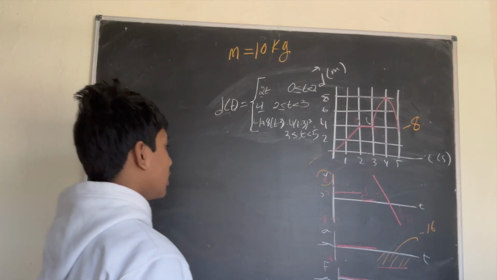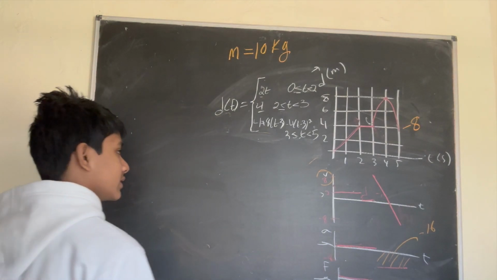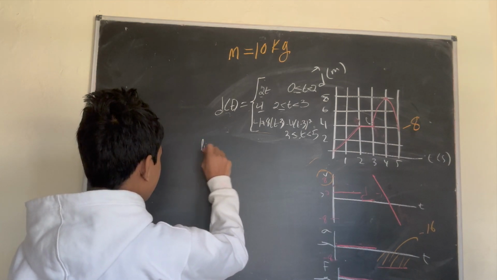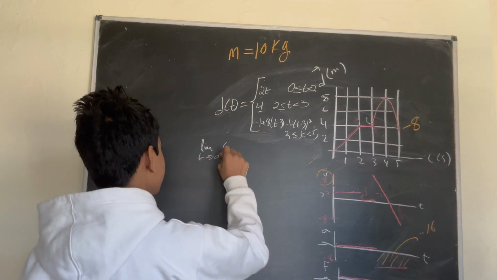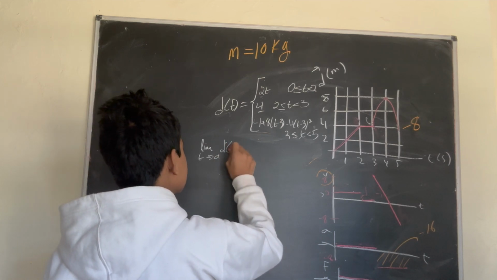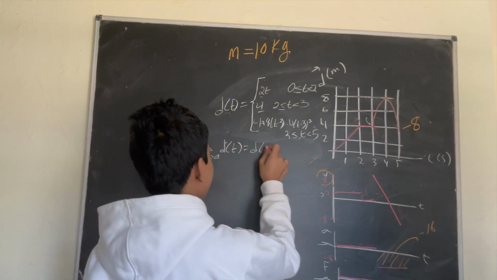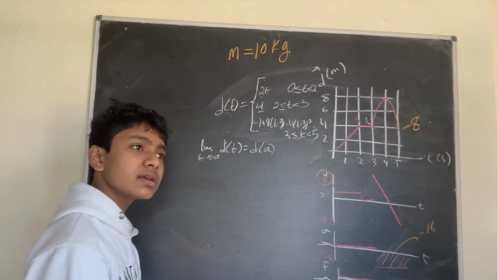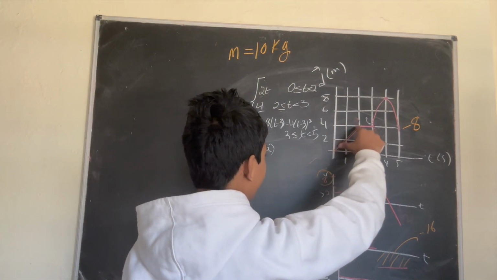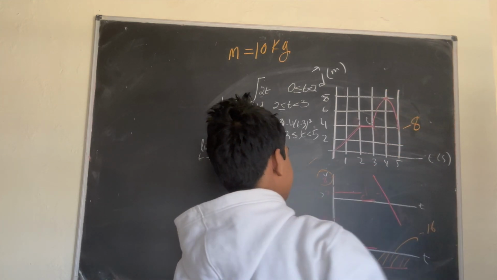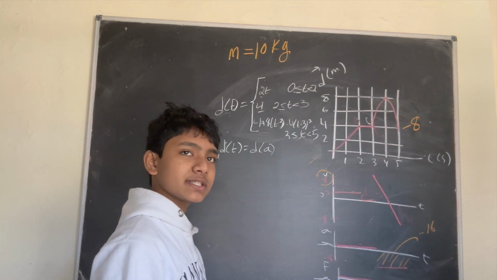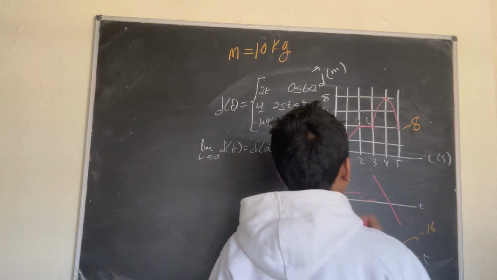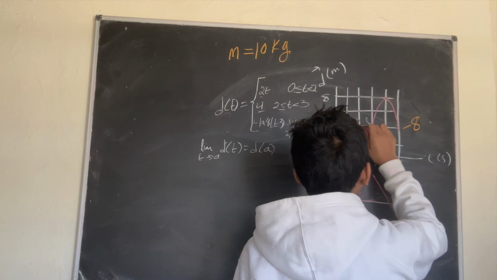To figure out if it's continuous, all we have to do is show that the limit as t approaches a of d of t is equal to d of a for all a within the domain from 0 to 5. So, how do we show that? Well, over these intervals, they're all polynomials, so they have to be continuous. The only things we're looking at are the little points where they switch, right over here.